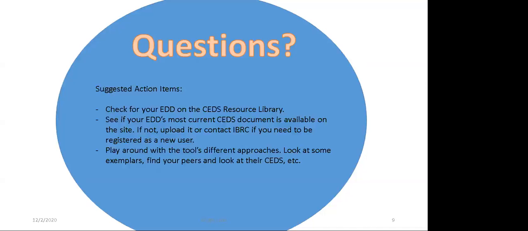The second thing we suggest is look to see if your EDD's most current CEDS document is available on the tool. If it's not, please upload it. If you're not registered as a user and you can't upload it, again, just contact us at the IBRC and we will get you registered as a new user. And then finally, just play around with the 3 different approaches that I outlined. Look at some exemplars, find your peers and look at their CEDS. Just play around on the tool and see what you can glean from the resource library.